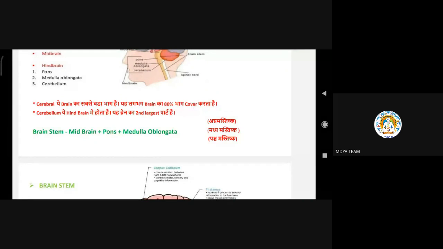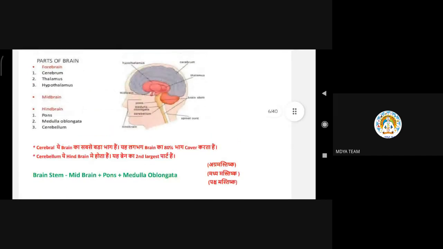Now, cerebrum is the largest part of the brain. Cerebrum covers 80% of the brain. You can see here in this picture, cerebrum is depicted in gray color. So cerebrum covers 80% of our brain. And next is cerebellum. Cerebellum is located at the back side of our brain, and it is part of hindbrain.